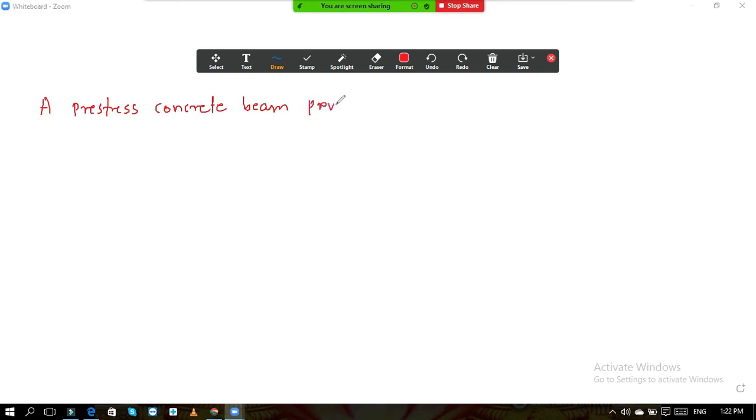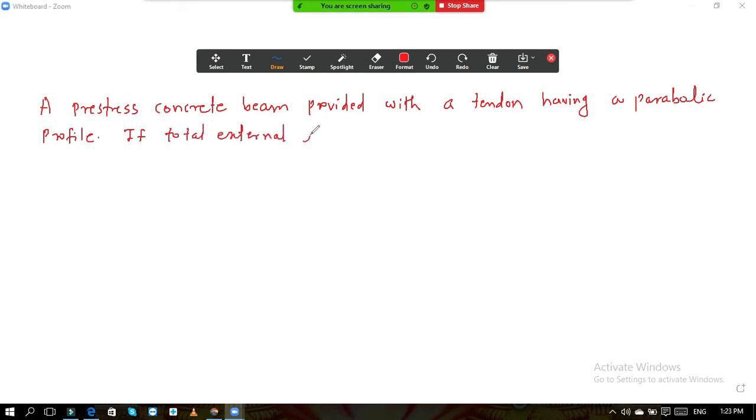Provided with a tendon having a parabolic profile, if the total external load on the beam is 40 kilonewton per meter on the entire span.